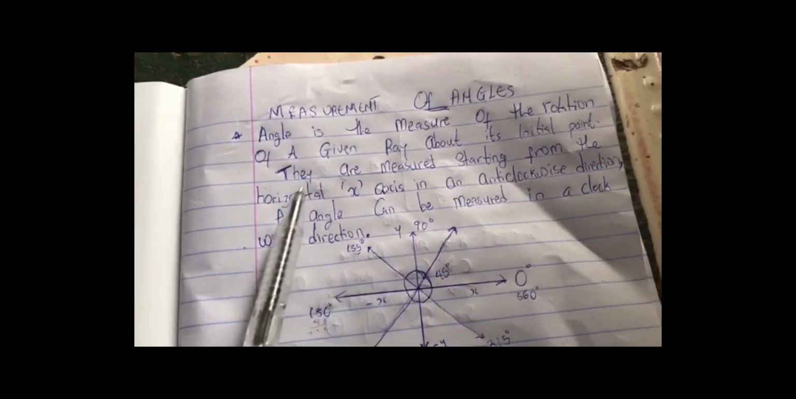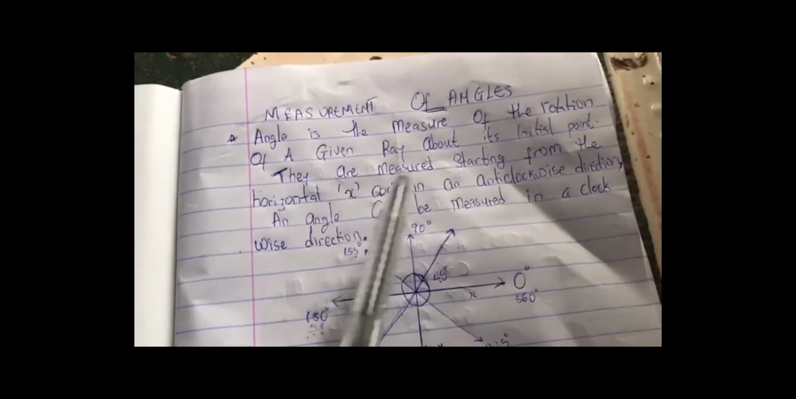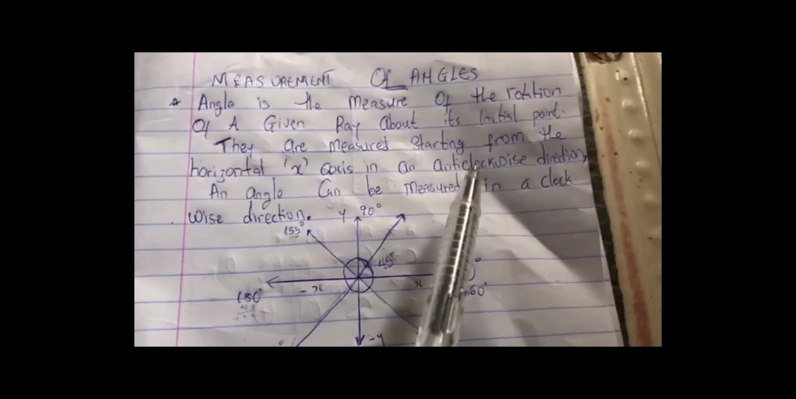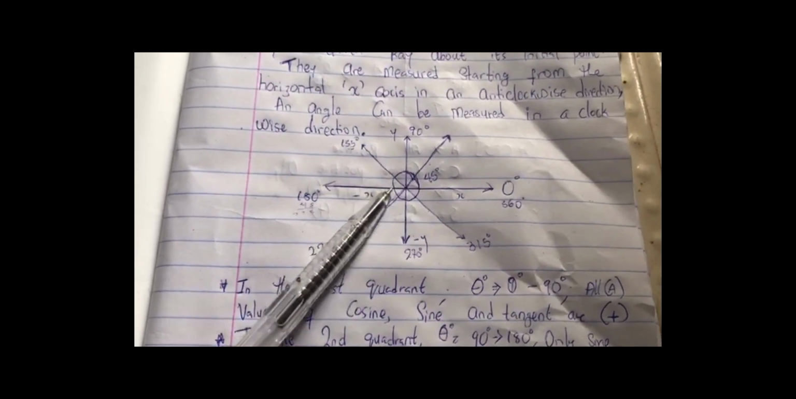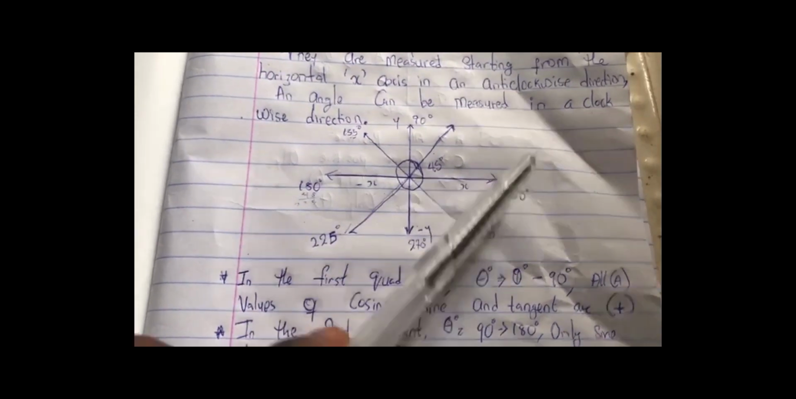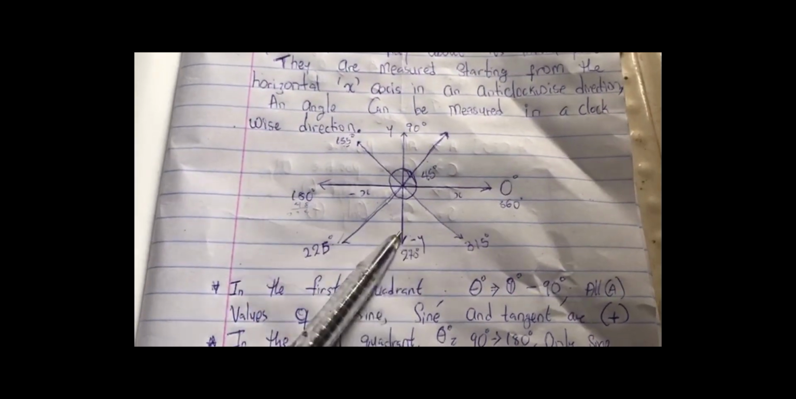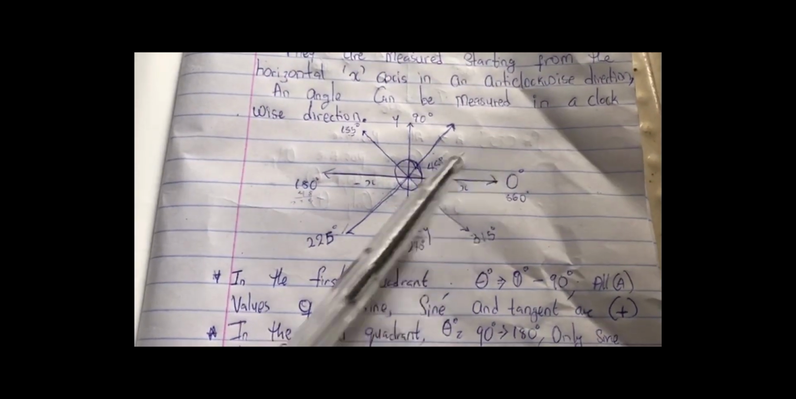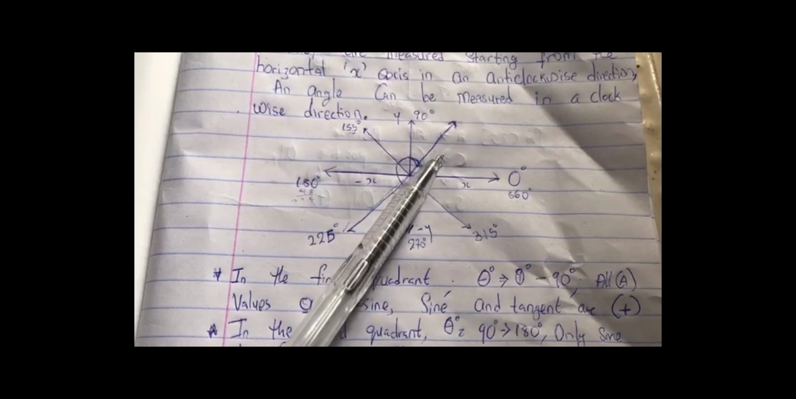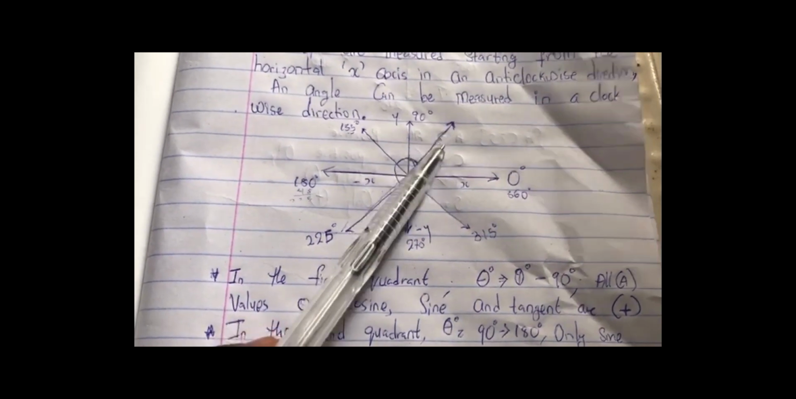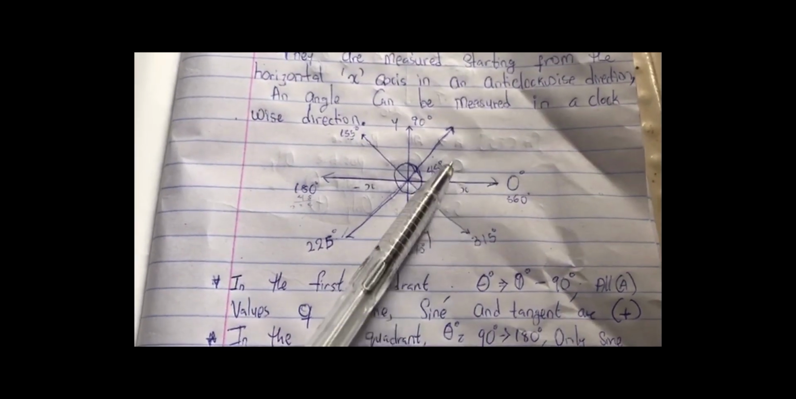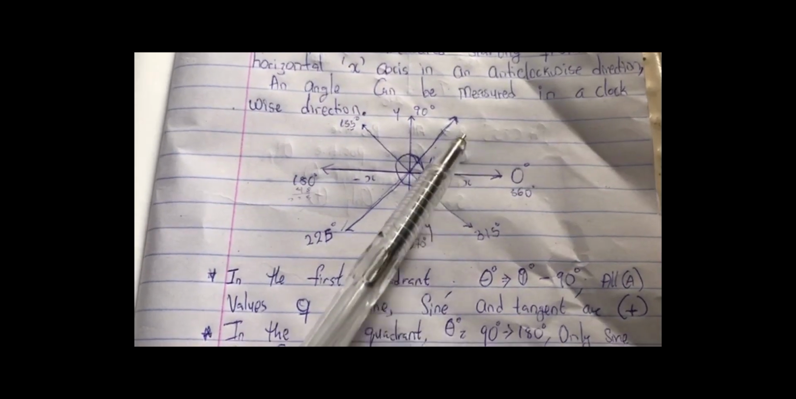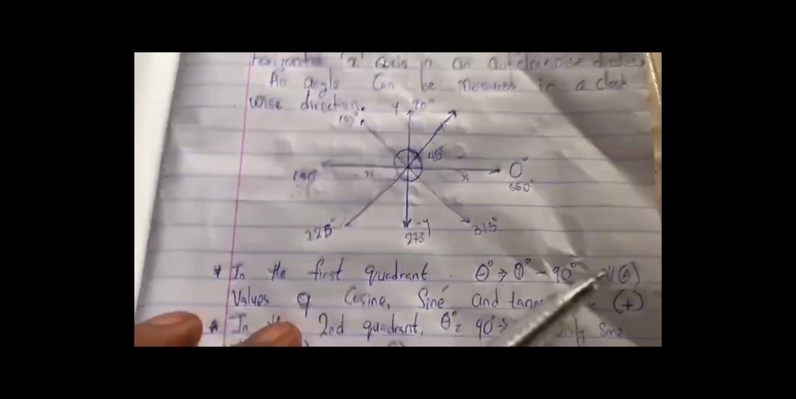They are measured starting from the original x-axis in an anticlockwise direction. An angle can be measured in a clockwise direction. That's the circle over there. That's the angle, all the way from 0 anticlockwise: 0, 90, 180, 270, 360. From that side, that's the 45 degree, 90, 135 degree, 180 degree, anticlockwise, starting from the positive x-axis. I already said horizontal x-axis in an anticlockwise direction.